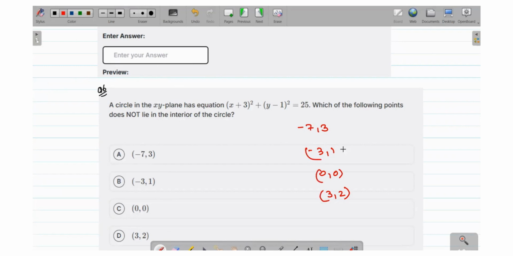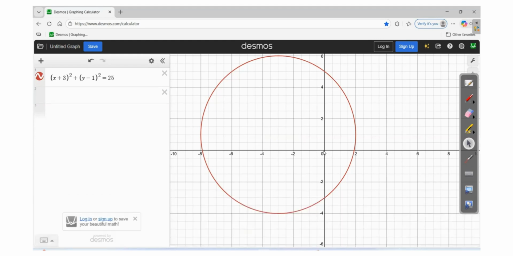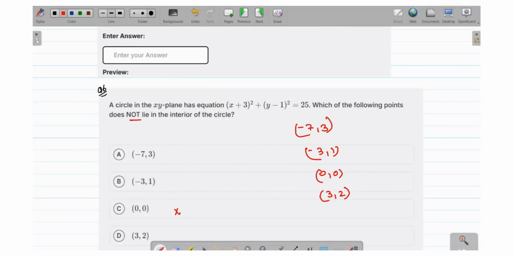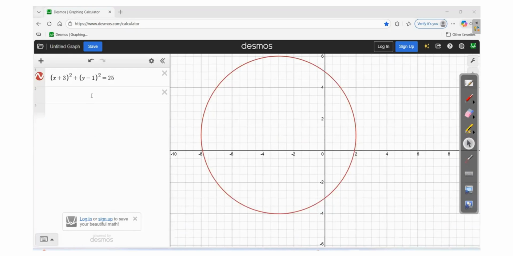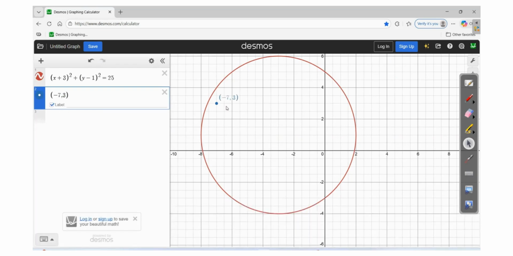All right, so let's try to observe. In the last session, I taught you how you can locate any point on the graph. The first point you can clearly see, (0, 0), is lying in the interior part of the circle. So that cannot be your answer, because they are asking which does not lie. Next, we have (−3, 7). If I click on this label point, the point will be labeled for me. That's one of the very cool features of Desmos that you should definitely use. This is also lying in the interior part of the circle. So that is not the answer.